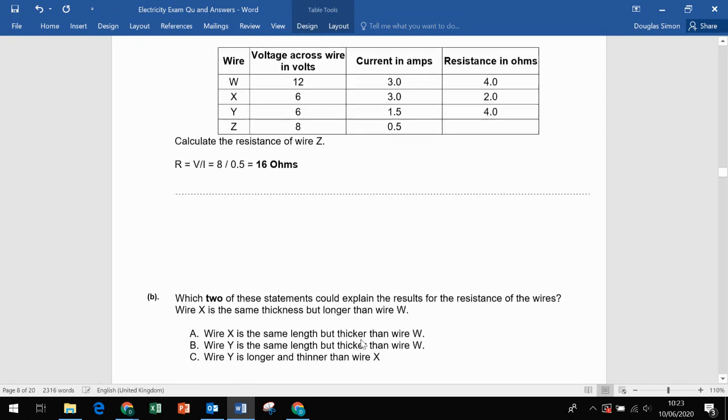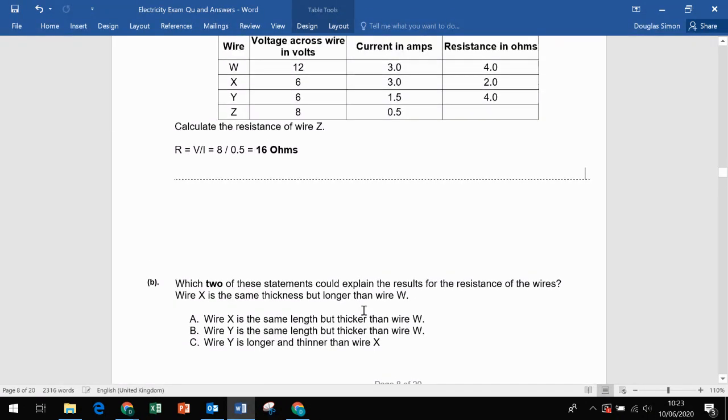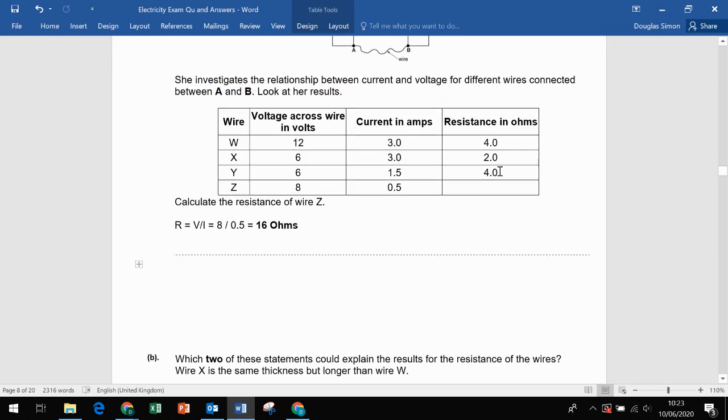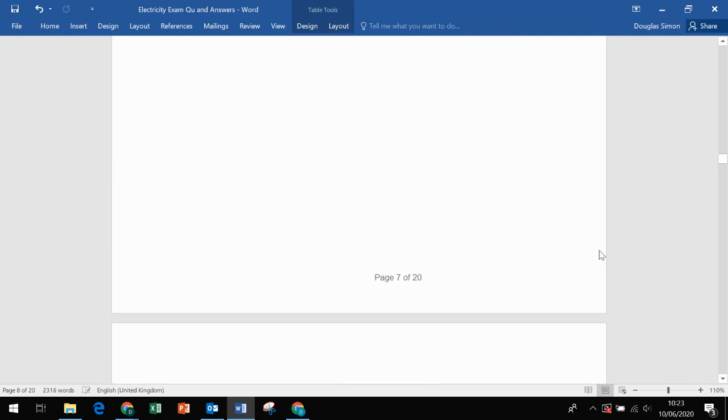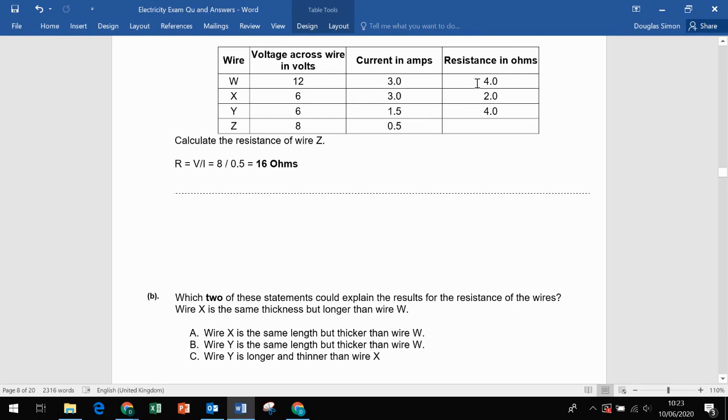Super easy. Part B, which 2 of these statements could explain the results for the resistance of the wires? Wire X is the same thickness but longer than W. So what is the result? This is important. What are these results that it's talking about? It's talking about X and Y. So Y has more resistance than X. Oops. We need both, don't we? W and Y are the same. X is the least resistance. So X is the same thickness but longer than Y, than W.